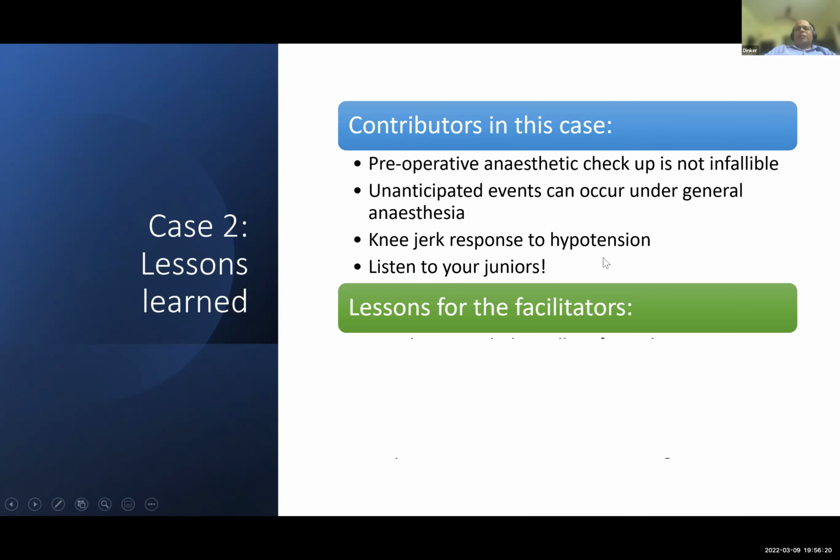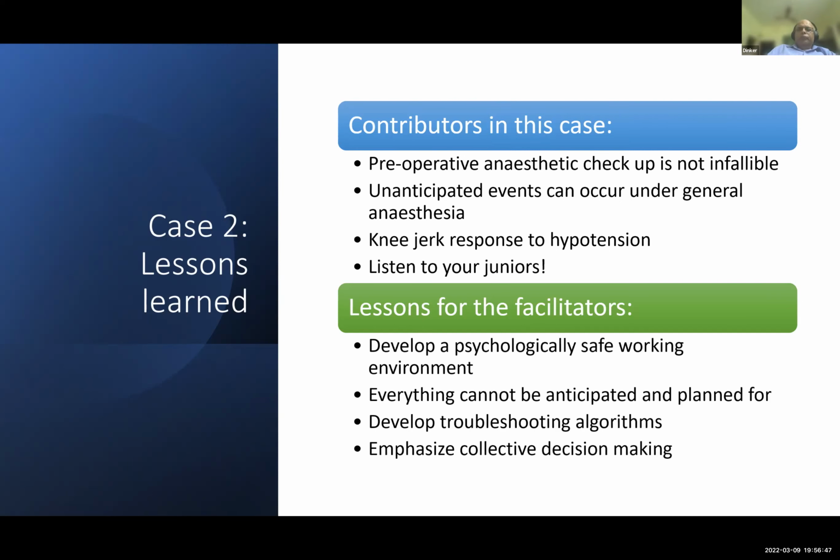And of course, you must listen to your juniors because everybody may have something to contribute. And sometimes a junior may be in a better position to contribute because they are not having the same level of stress that the senior who's directly caring for the patient is having. They are stepping aside in a way, and they're looking at it from a distance. So they may be able to mention it to the senior because they are more aware of things that are going on.